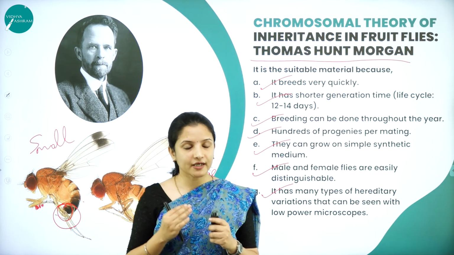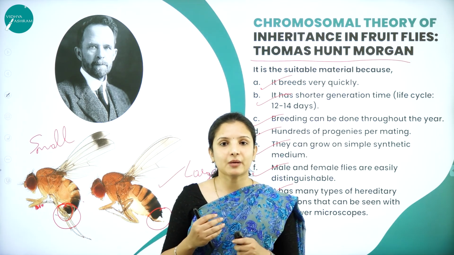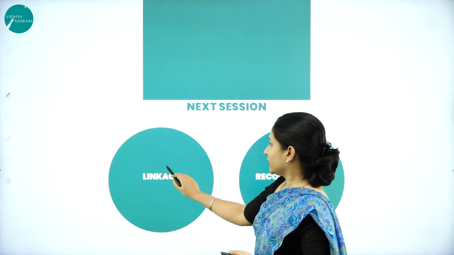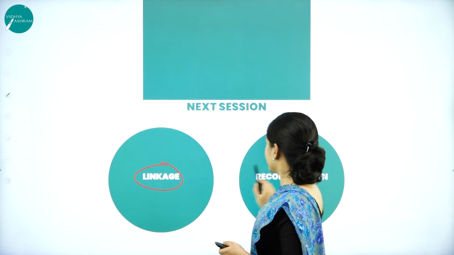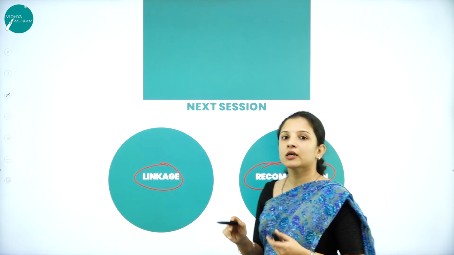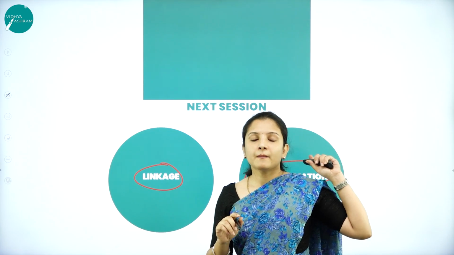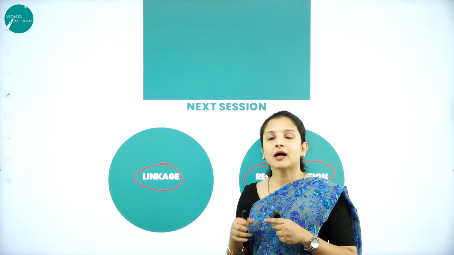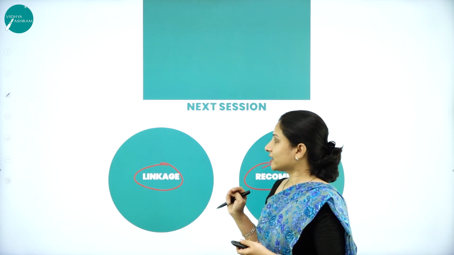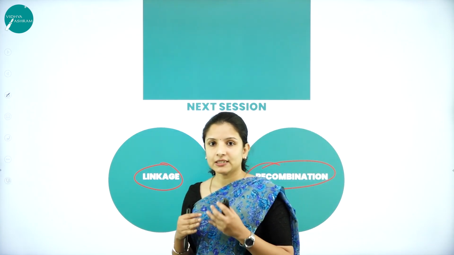So I hope you have understood this session well. In the coming sessions, we shall deal with linkage and recombination. So this is one of the important things. To prove linkage and recombination, Drosophila is one of the best examples. So what happened and what results the experiment put forth, all that we'll study in the next coming session.